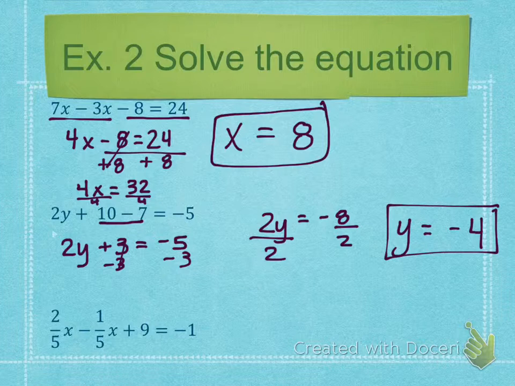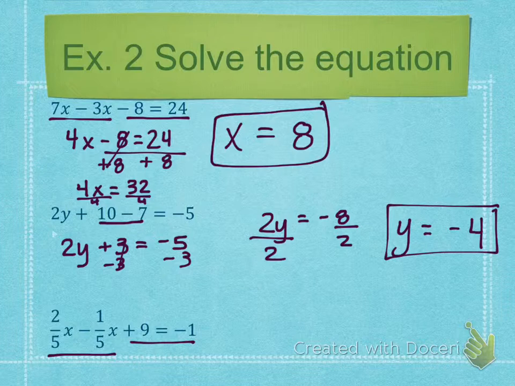Okay, now look at this next problem here. 2/5 x minus 1/5 x plus 9 equals negative 1. Do I have like terms? Yes. What are those like terms? 2/5 x and negative 1/5 x. What else? Positive 9 and negative 1. So let's combine the ones that are on the same side together.